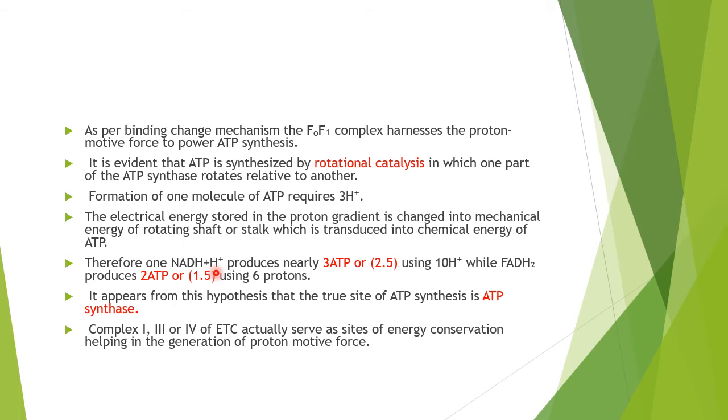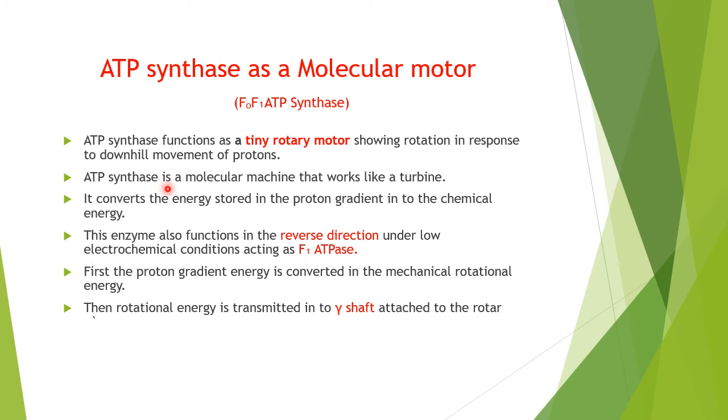Therefore, one reduced NADH produces nearly three ATP, or 2.5 as per the latest data, using 10 protons, while FADH2 produces 2 ATP, or 1.5, using 6 protons. It appears from this hypothesis that the true site of ATP synthesis is ATP synthase. Complex 1, complex 3 and complex 4 of the ETC actually serve as sites of energy conservation, helping in the generation of proton motive force. So those are the areas which are basically responsible for the proton movements and not the direct generation of the ATP. So this ATP synthase acts as a molecular motor.